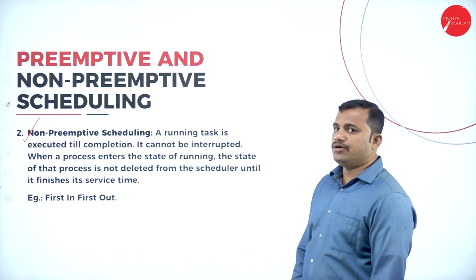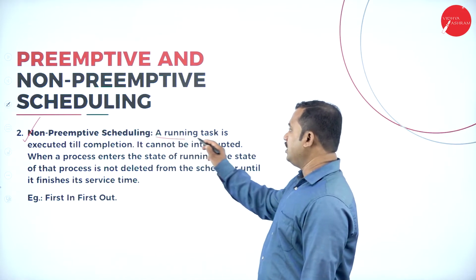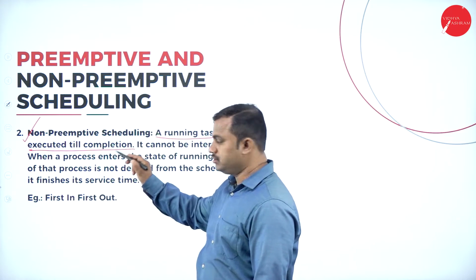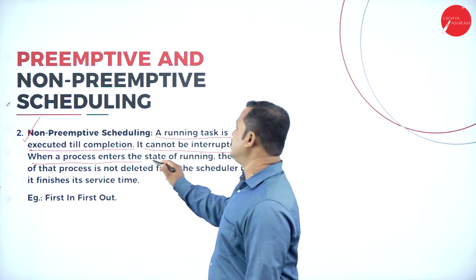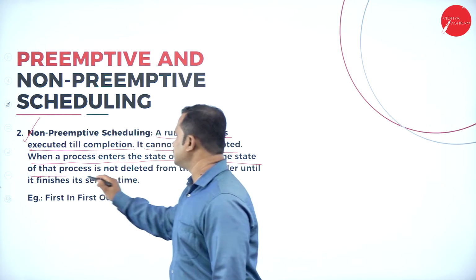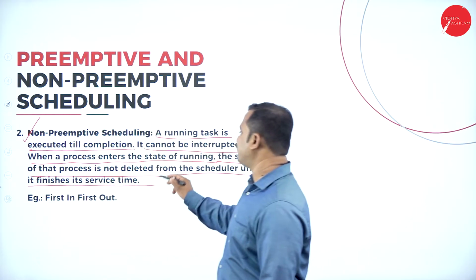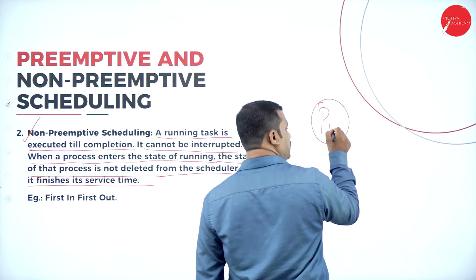What does non-preemptive mean? Let me take you into the details of it. A running task is executed till completion. It cannot be interrupted when a process enters the running state. The state of that process is not deleted from the scheduler until it finishes the service time. That means process P1 is being executed.